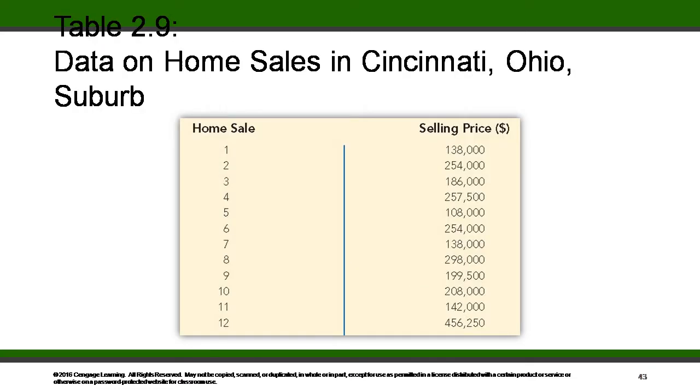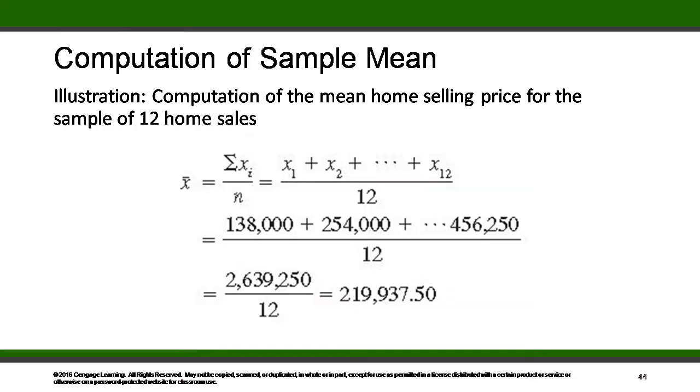This table shows data on home sales in a Cincinnati, Ohio suburb. Computation of sample mean. Illustration. Computation of the mean home selling price for the sample of 12 home sales. The mean is equal to x1 plus x2 plus up to x12, because there are 12 sample data, all over 12, because n is 12. So we have a total of 219,937.50.